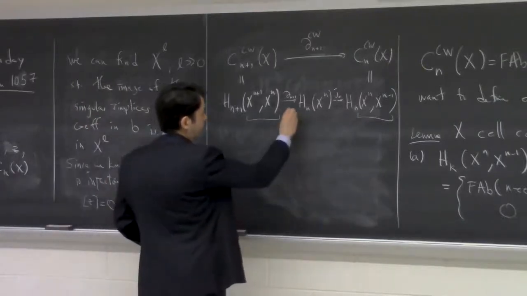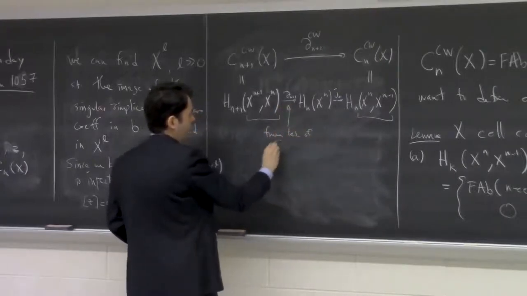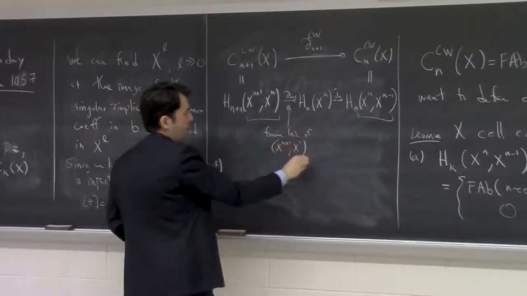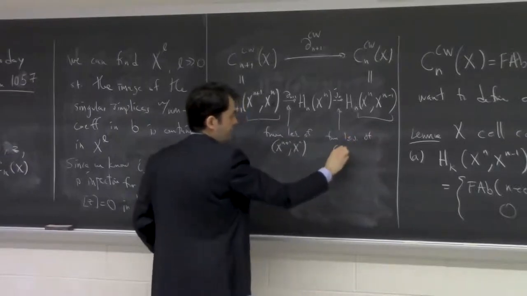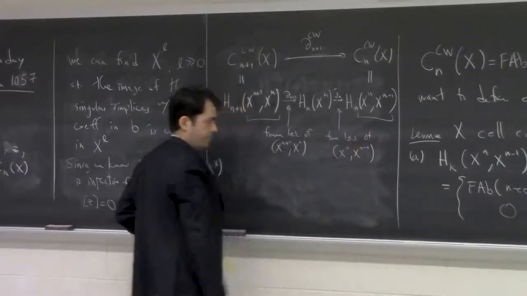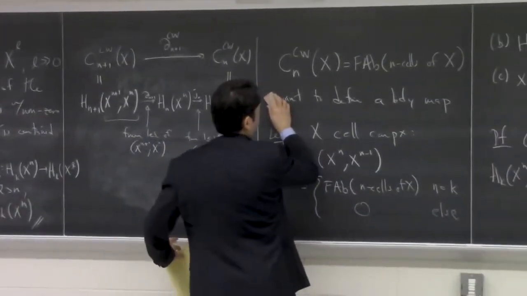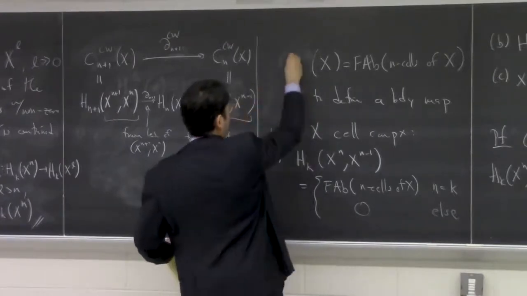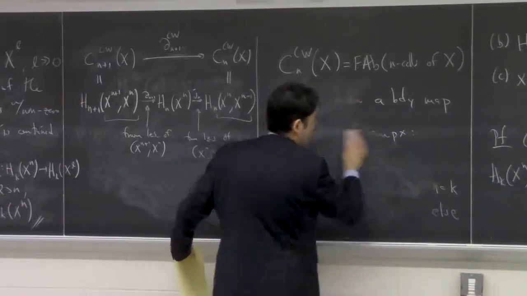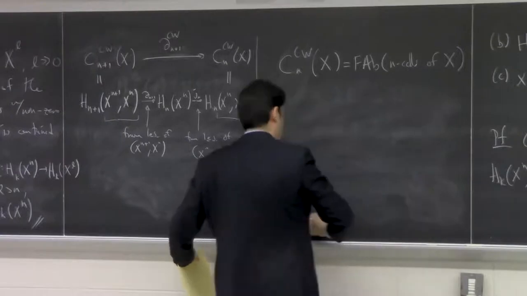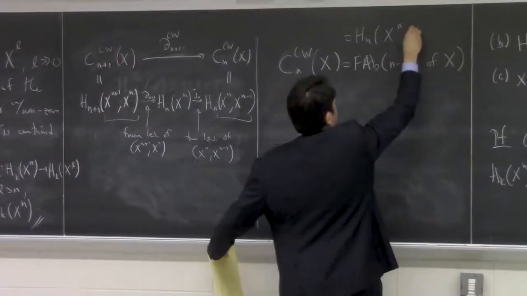So this comes from long exact sequence of this pair, and this from long exact sequence of this pair. Okay, that's also how we can see that, well, I'll leave that up. So I'll leave here, this is Hn of Xn.